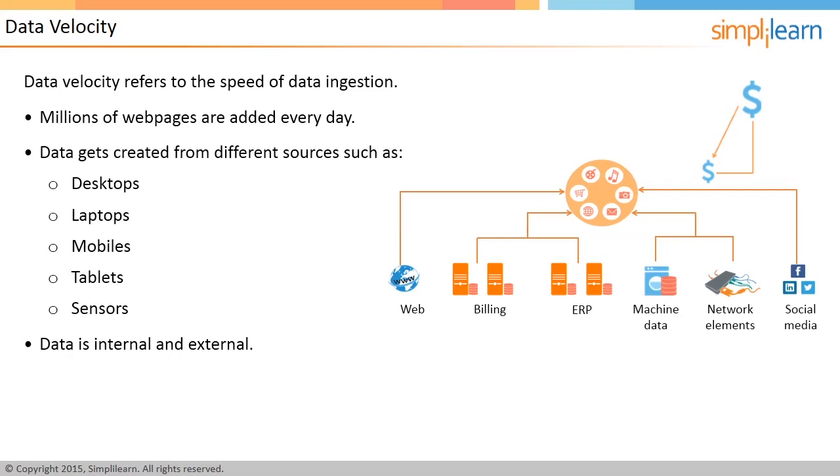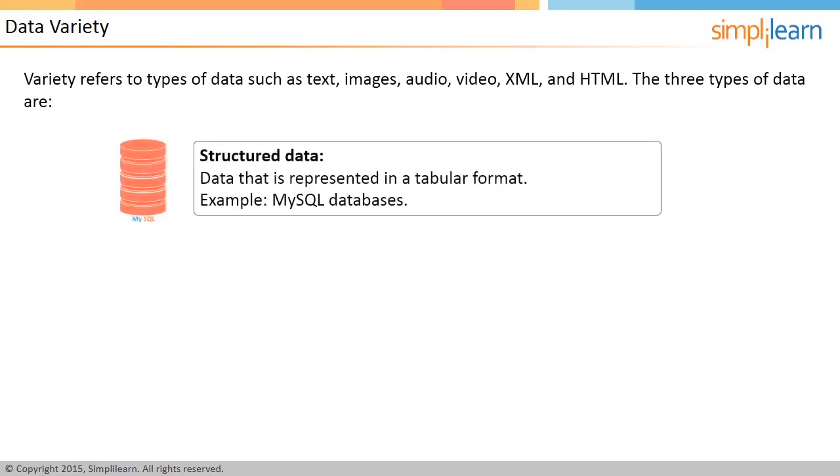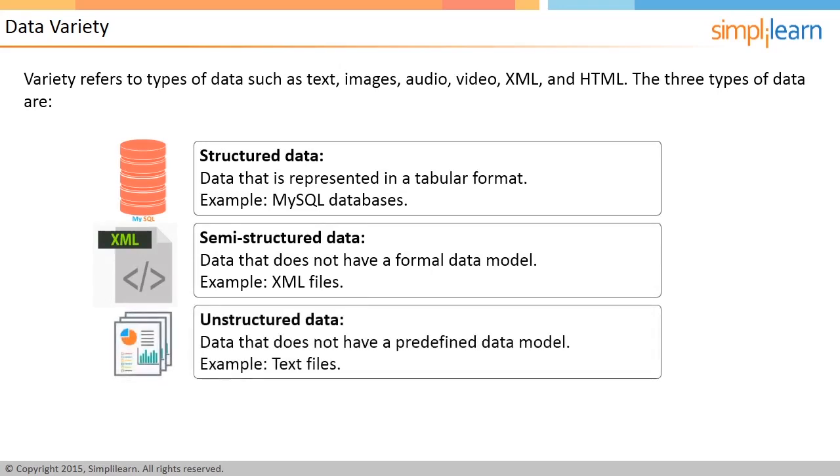Data variety refers to the types of data such as text, images, audio, video, XML, and HTML. There are 3 types of data. Structured data, where the data is represented in a tabular format, for example, MySQL databases. Semi-structured data, where the data does not have a formal data model, for example, XML files. Unstructured data, where there is no predefined data model and data is defined at runtime, for example, text files.